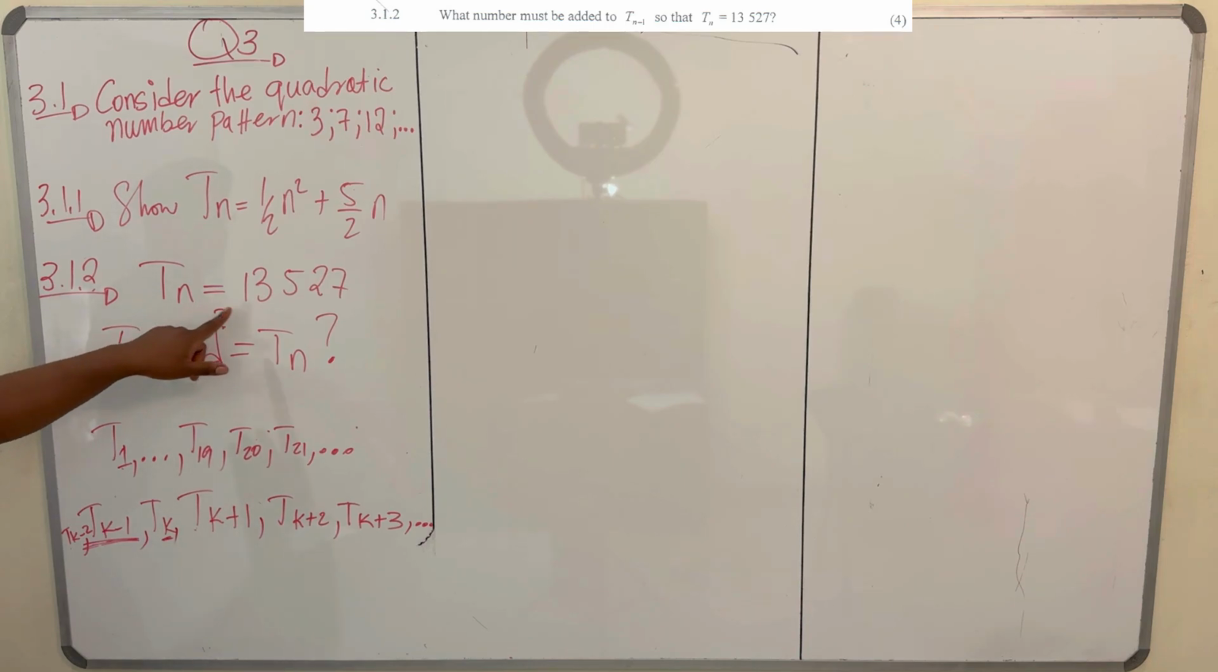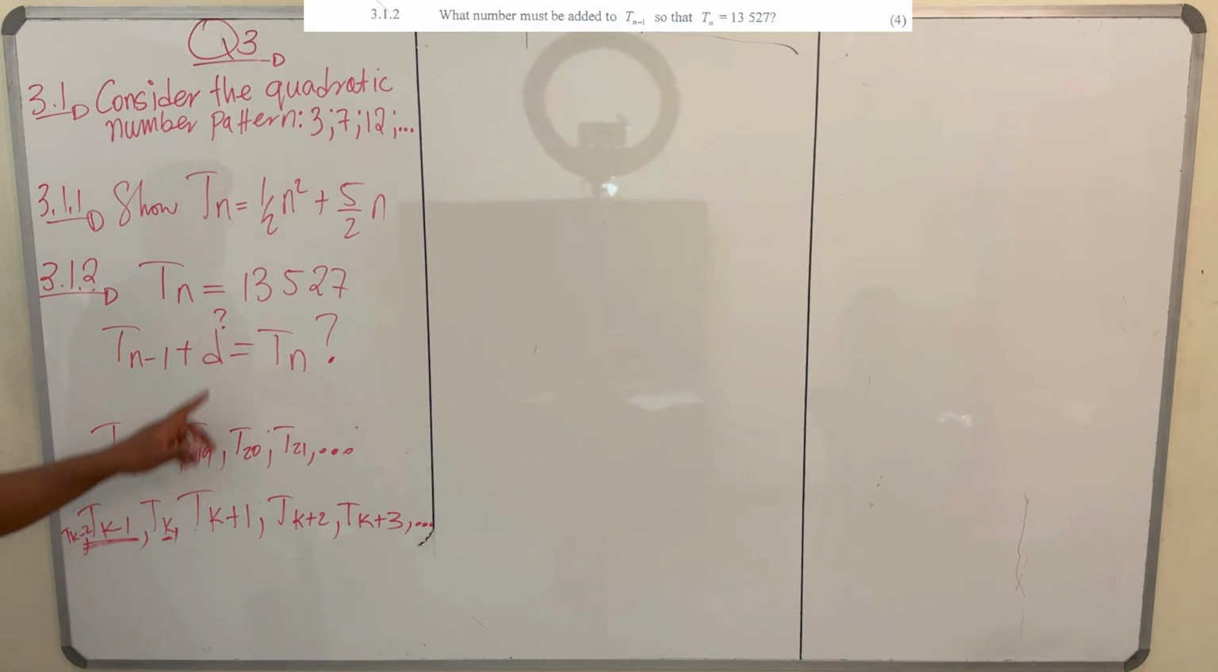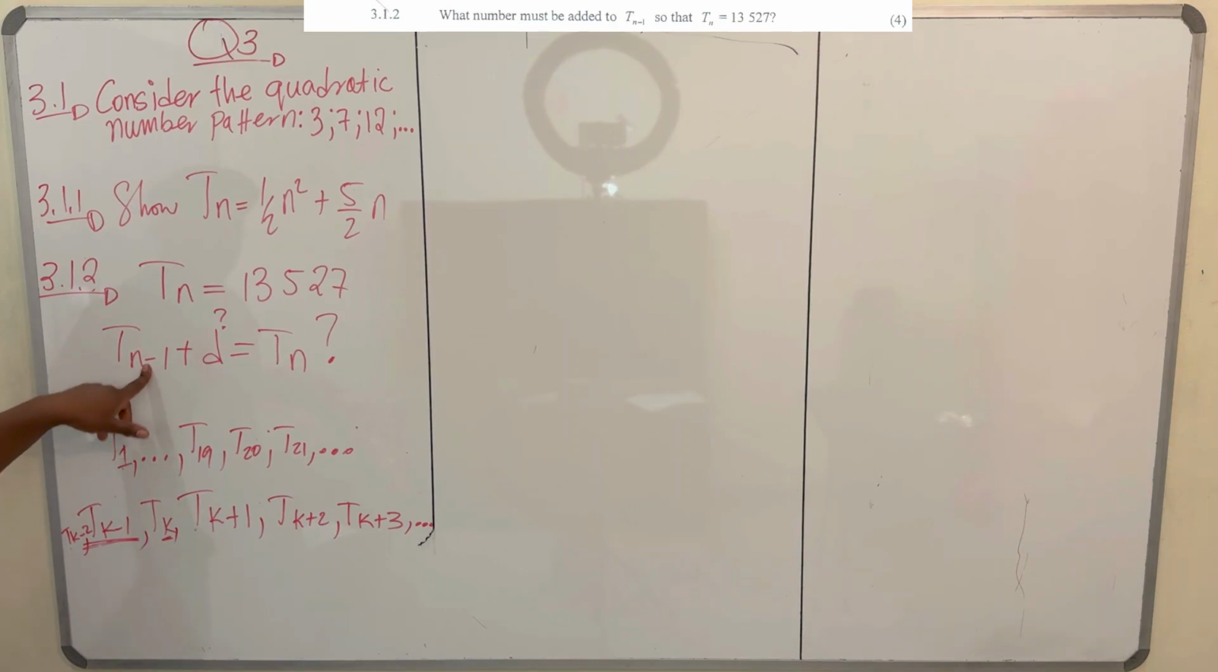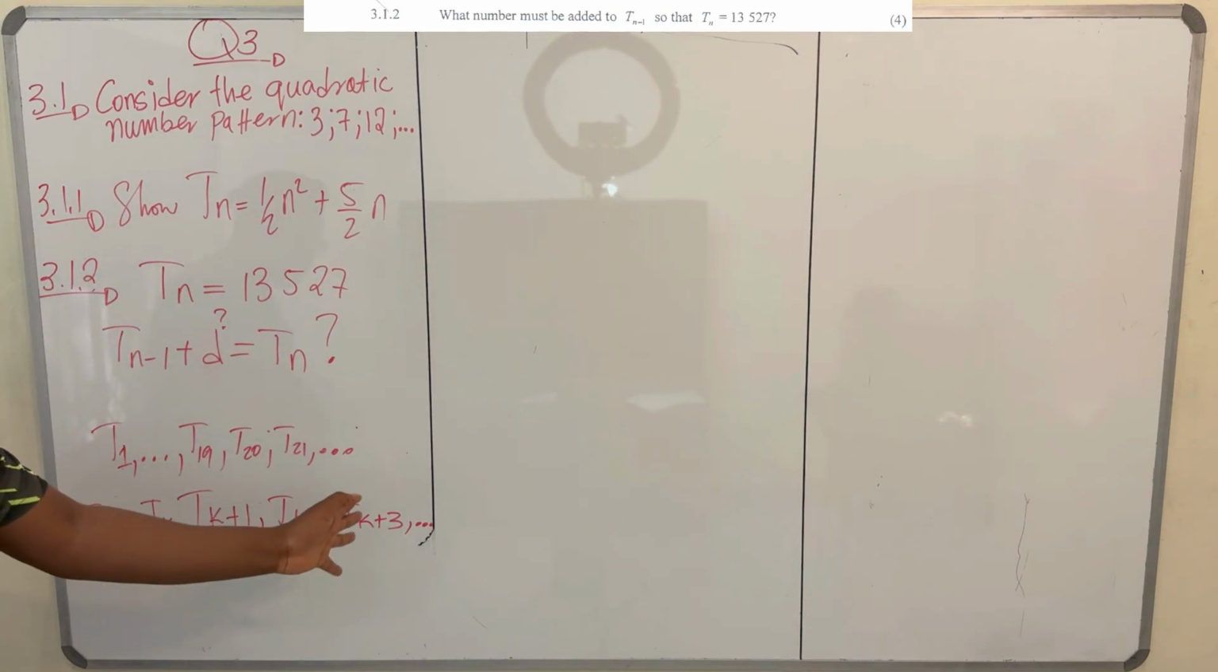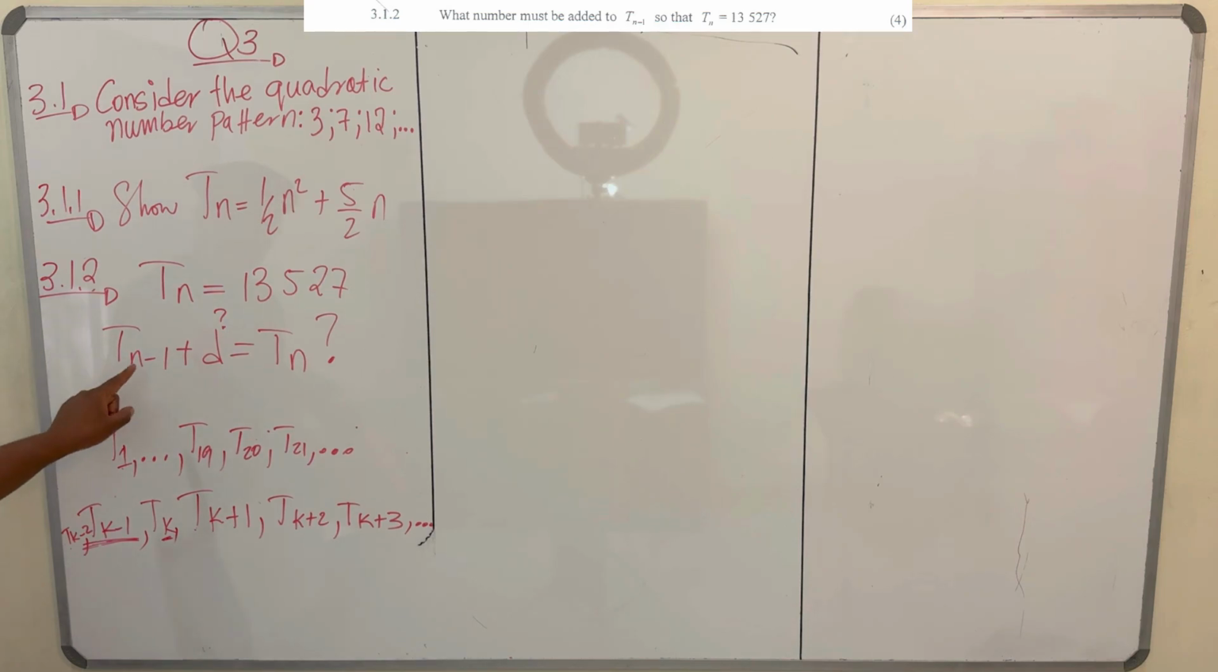So in this case, you are given the nth term Tn, right? And you're told that Tn is equal to 13,527. That's what you're given. And now they are telling you about Tn minus 1, the term in front of this one. If you are sitting at term Tn minus 1, the term after it should be plus 1 of that. So if you add 1 to this n minus 1, the next term will be Tn.